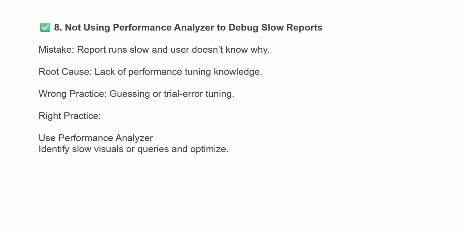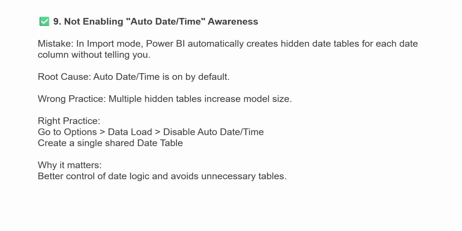Move to the next: not disabling auto date/time. Mistake: in import mode, Power BI automatically creates hidden date tables for each date column without telling you. When we go to the settings option in Power BI, there is a Data Load option. From that we check whether the auto date/time option is enabled. Suppose it's mistakenly enabled, you can uncheck that option from this setting. Root cause: auto date/time is on by default, so we can uncheck it.